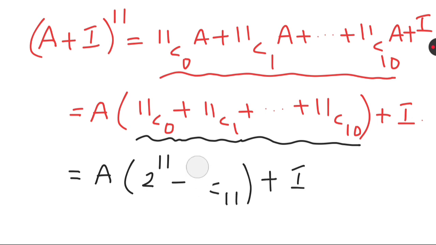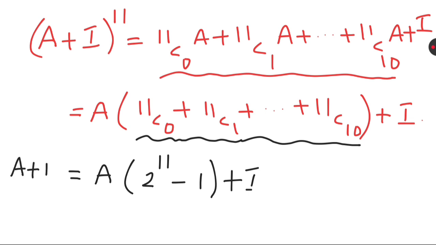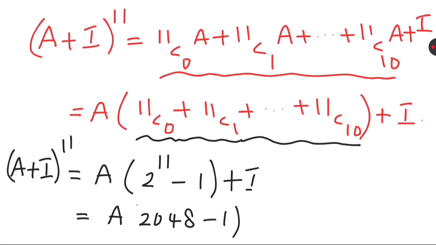11c11 is nothing but 1. Now we need to simplify this. Then we will get the expression (A plus I) whole raised to the power of 11 equals (2 raised to the power of 11 minus 1) times A plus I. What is the value of 2 raised to the power of 11? It is 2048, minus 1, which is 2047 times A plus I.